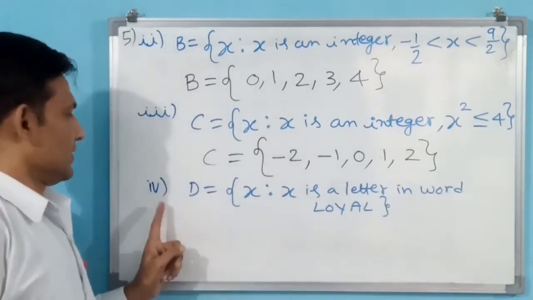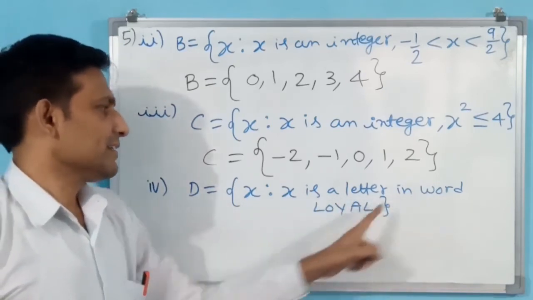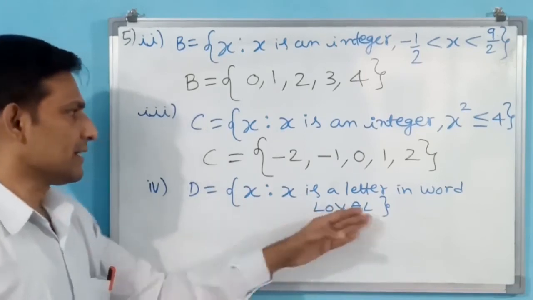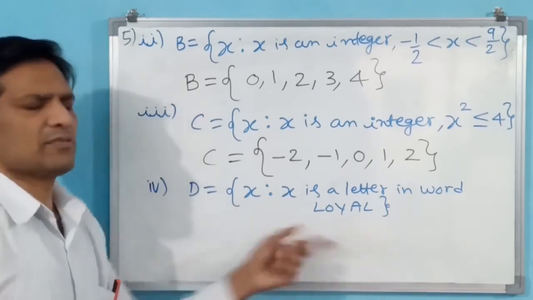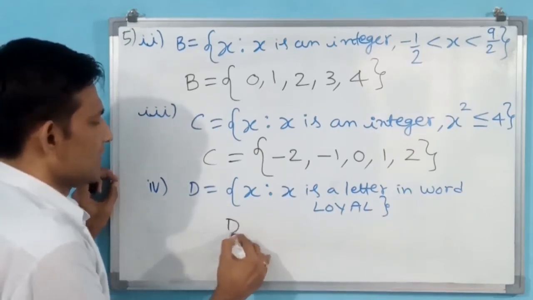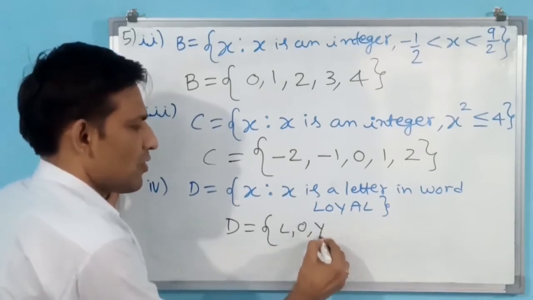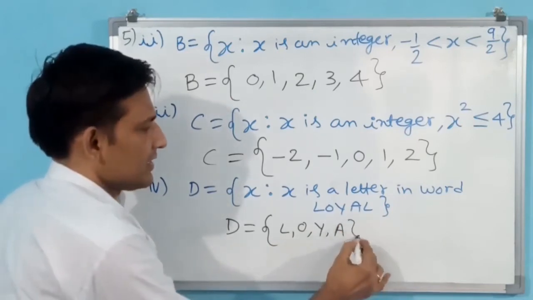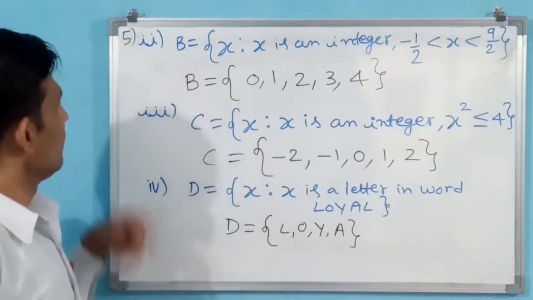See, fourth part of this question. For all the values of x, x is a letter in the word loyal. In the word loyal, x is a letter. That means all letters in this word, so you have to make a set in roster form. Okay, D is equal to, see, you take L, O, Y, A, L, no, L already came. Okay, this is the answer for this question. Okay, we go for the fifth part.